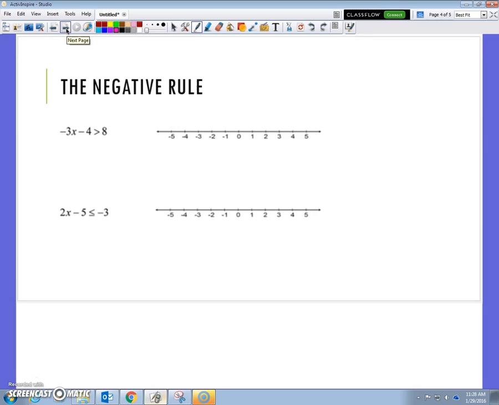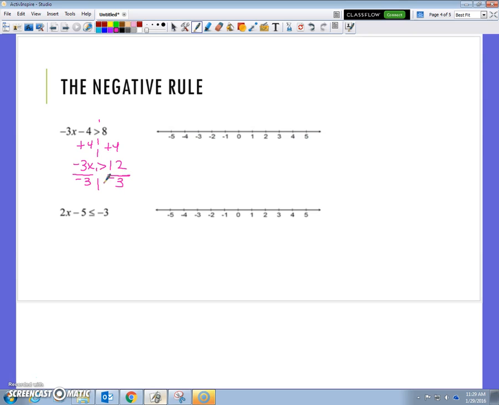So here we go. Let's take a look at some of these inequalities using the negative rule. We're going to continue to solve our inequalities the same way we've always solved equations. But as you can see here, on most of these problems, we're going to have to either multiply or divide by a negative. In this case, I'm dividing by negative 3.